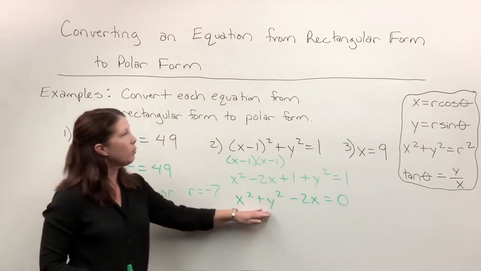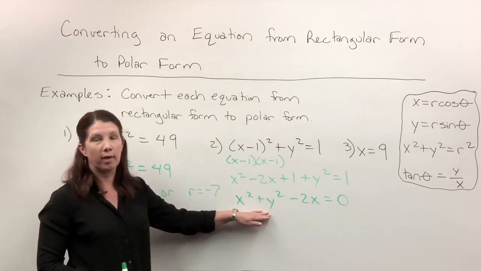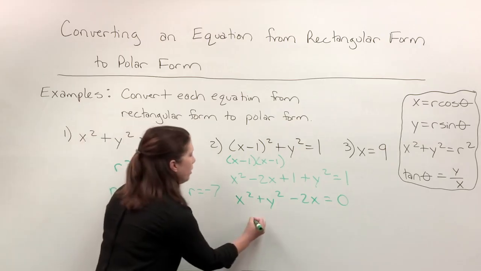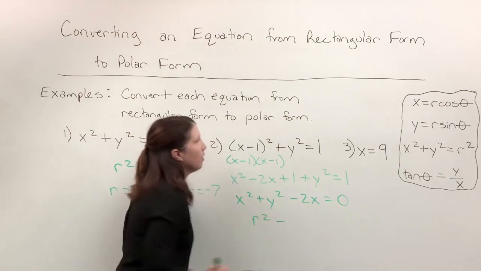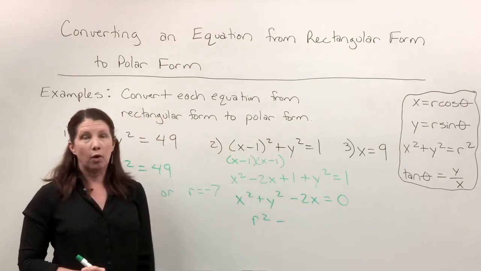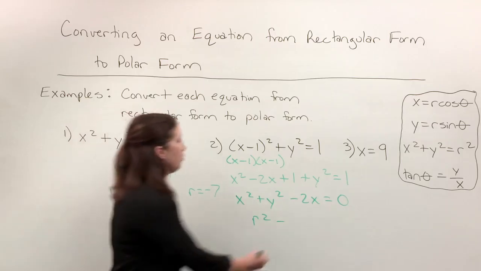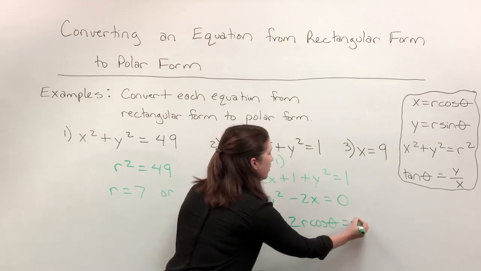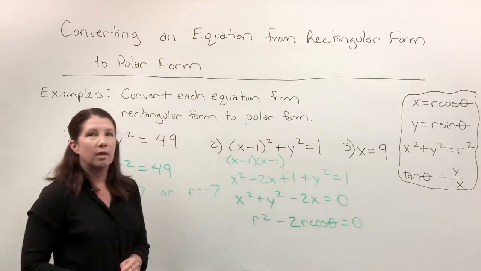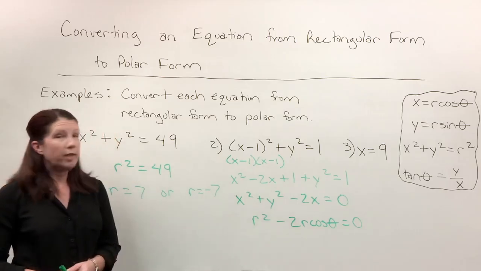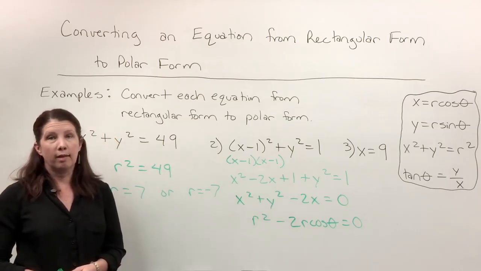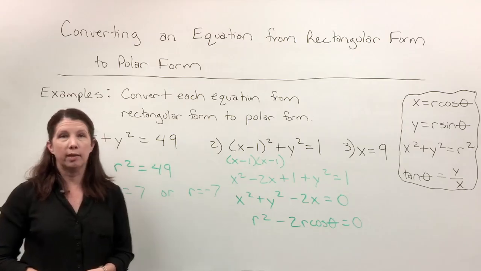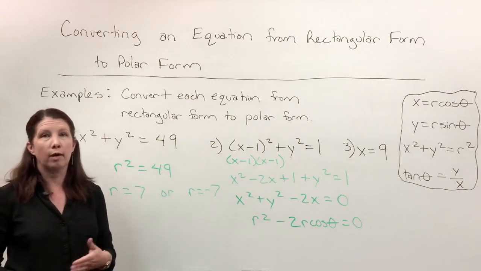Again, x squared plus y squared is equal to r squared. So I can replace x squared plus y squared with r squared. I see that x is equal to r cosine theta. So I can replace the x with r cosine theta. I now have a polar equation because it's in terms of r and theta. However, the convention for a polar equation is generally to write it in terms of r equals.